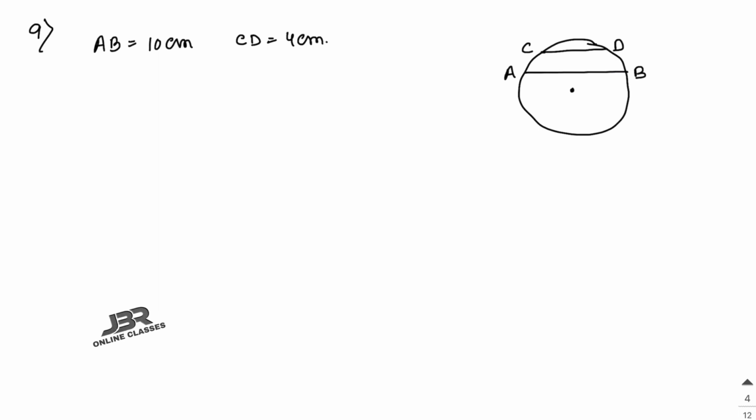The distance between them is 3 centimeter. Distance between, definitely perpendicular distance. So this one here is 3 centimeter. Suppose here this point, name that point M, and that one here L. So ML equal to 3 centimeter. Now you have to find out the diameter of the circle. That means first you have to find out the radius of the circle and then just double it.